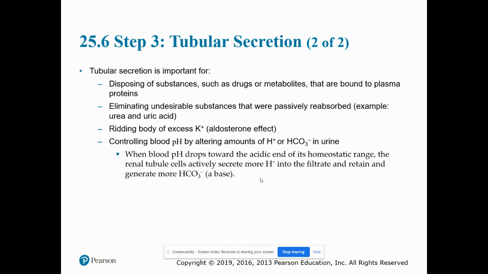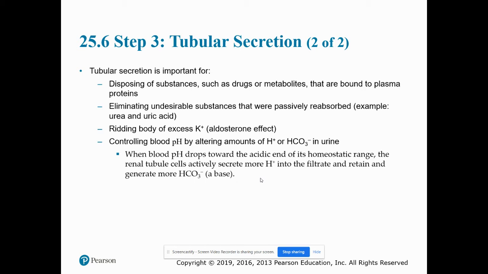It's going to be important for disposing of substances such as drugs or metabolites that are bound to plasma proteins. So if you recall, when we went through glomerular filtration, we learned that things like proteins are not going to be filtered out. So if something is bound to a plasma protein, it's not going to be filtered during glomerular filtration, so it's going to have to be secreted.